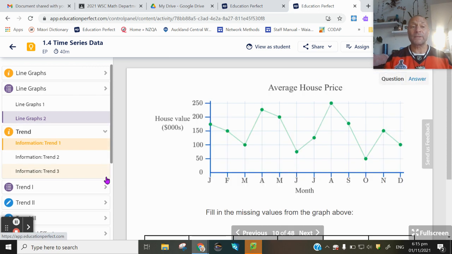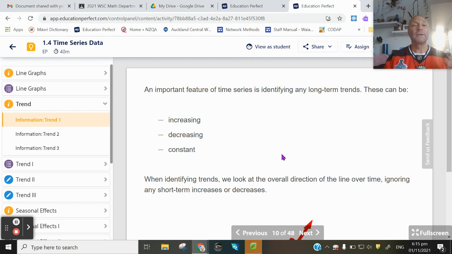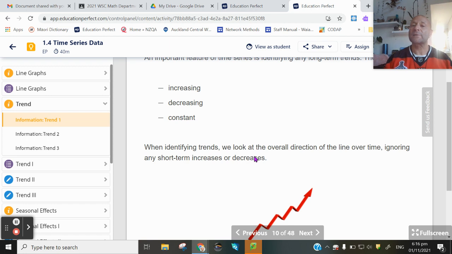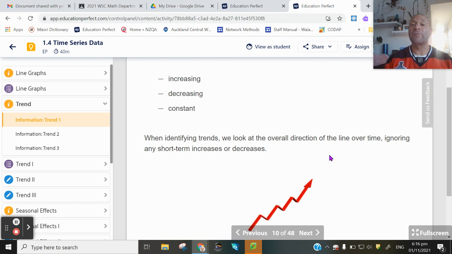Now, one of the things that you're going to want to talk about with time series is the trend. And this is something we've talked about in other topics. And the trend can be increasing, decreasing, or constant. There's no other choices. So when identifying the trends, we look at the overall direction of the line over time, ignoring any short-term increases or decreases.